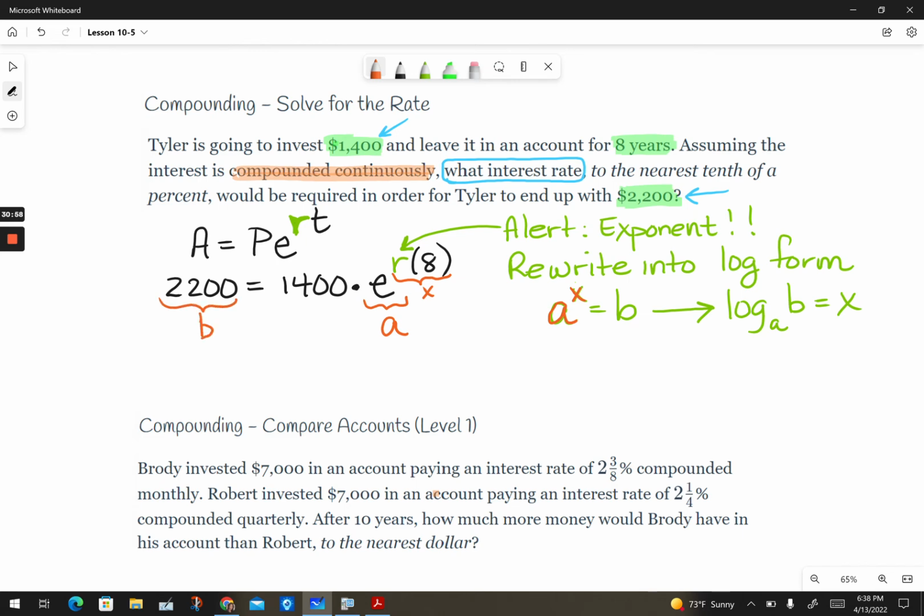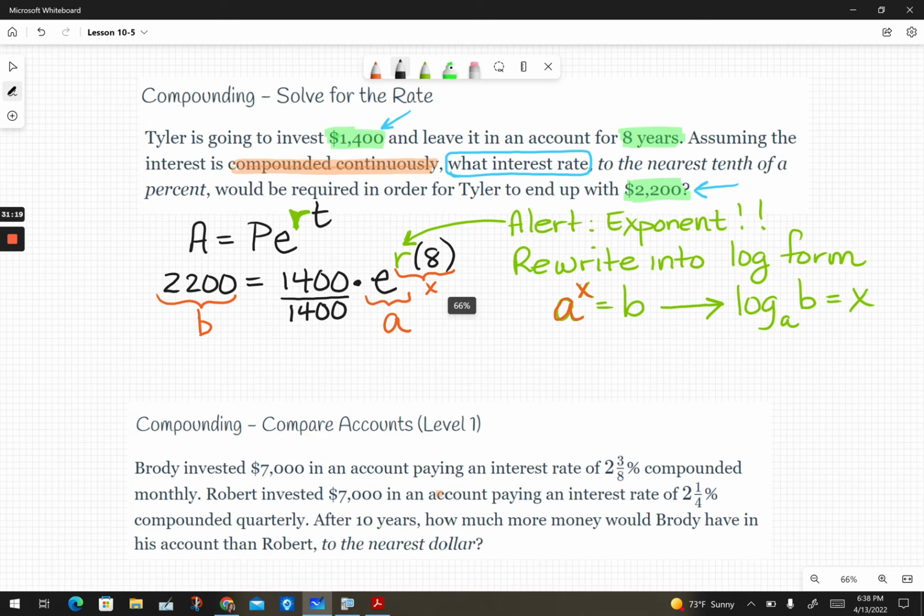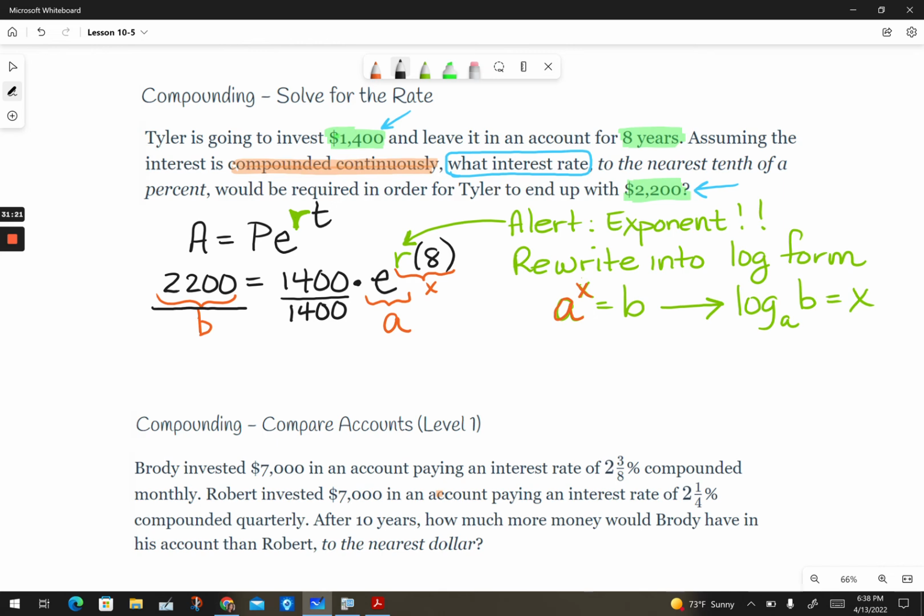So in so doing, by the way, these two zeros and these two zeros will cancel. 22 over 14, they're both even numbers and they're both divisible by 2. So let's make that 11 over 7. And notice that the 1400s canceled. Now I have an e. r times 8 is 8r. I'm going to put 8r because it's just prettier that way. So now I have an exponential function. So notice I have an a to the x equals b format.